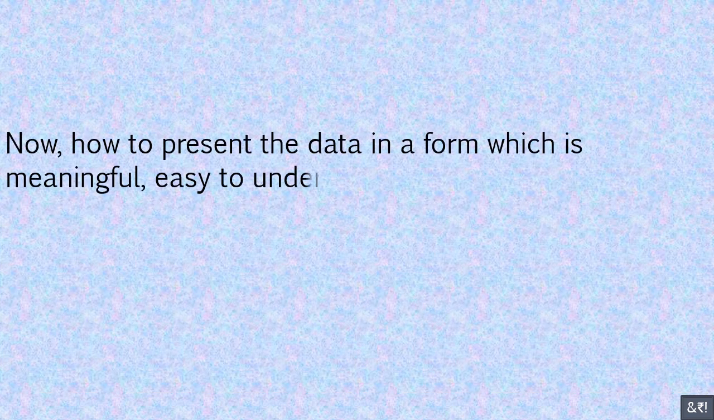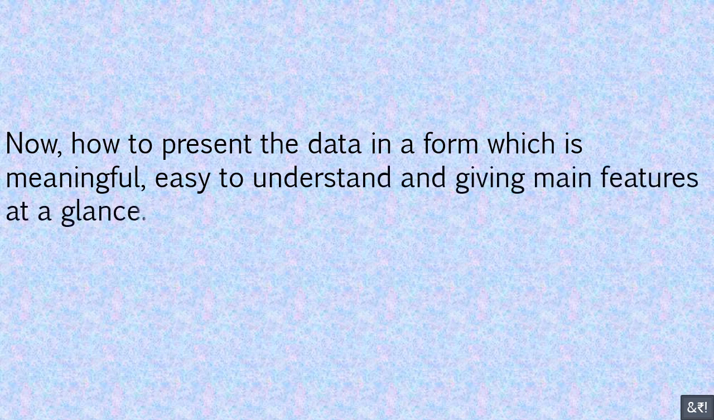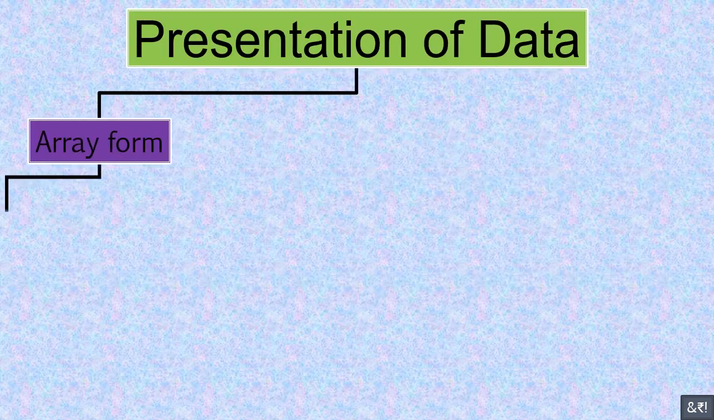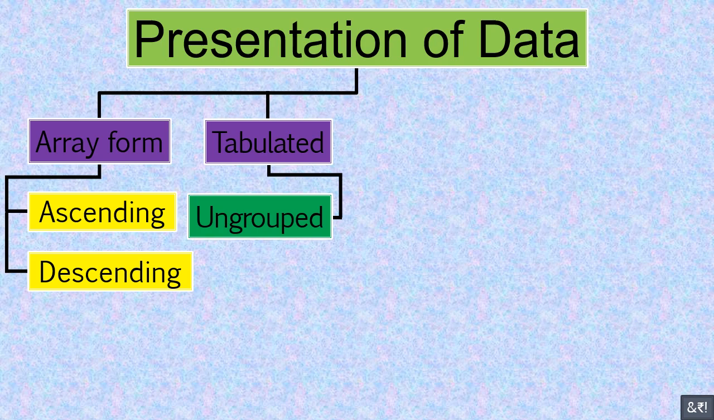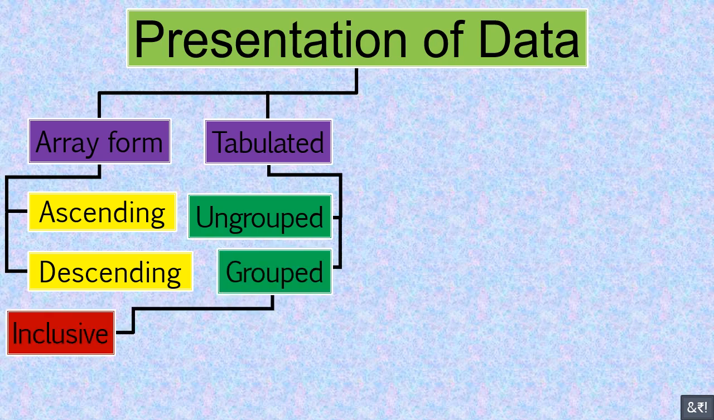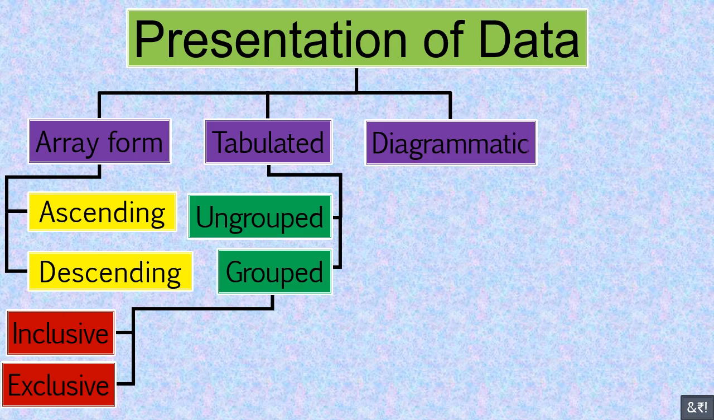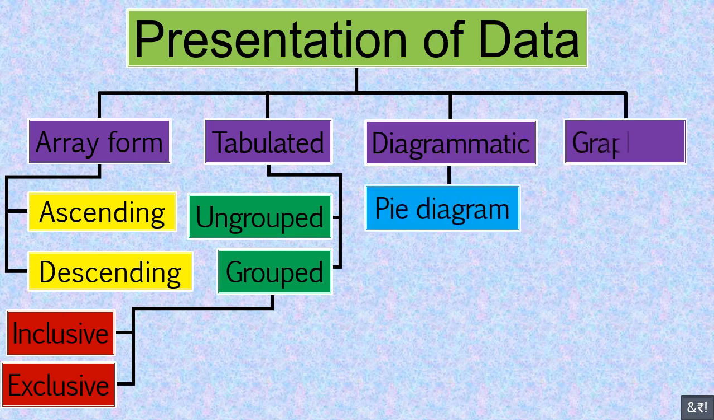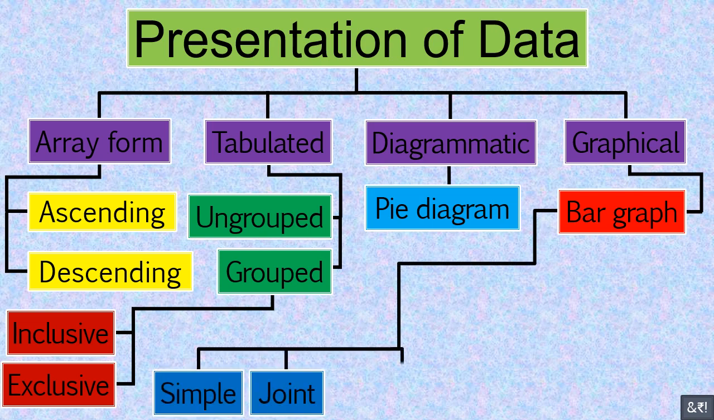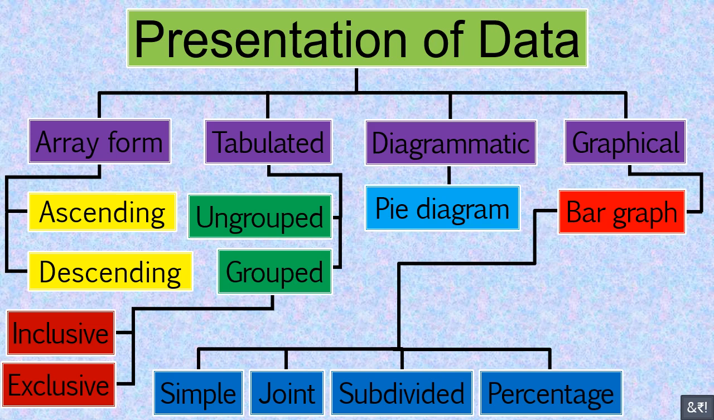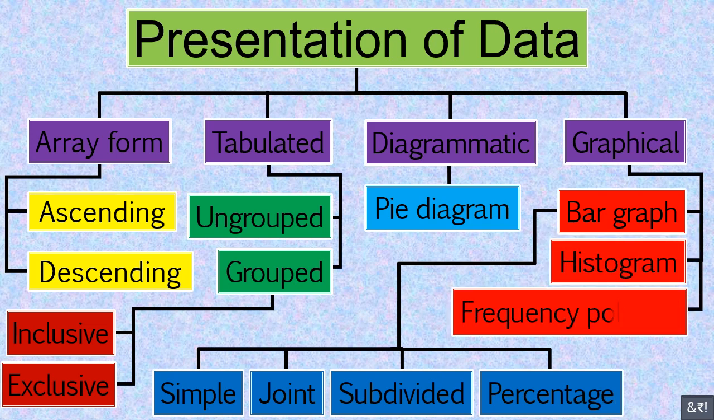Now, how to present the data in a form which is meaningful, easy to understand and giving main features at a glance? Let us now understand the ways of presenting the data. Presentation of data: array form, ascending, descending; tabulated, ungrouped, grouped, inclusive, exclusive; diagrammatic, pie diagram; graphical, bar graph, simple, joint, subdivided, percentage, histogram, frequency polygon.